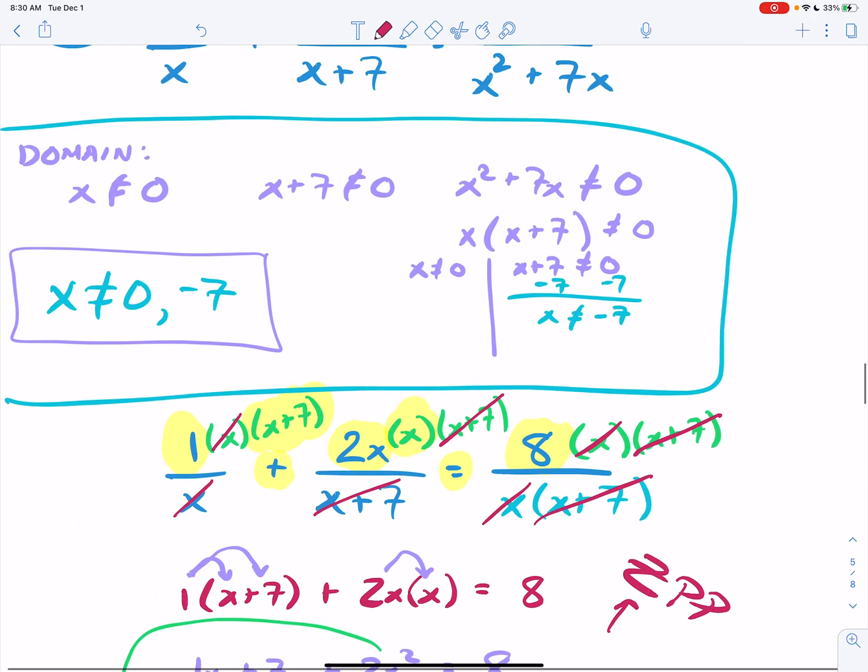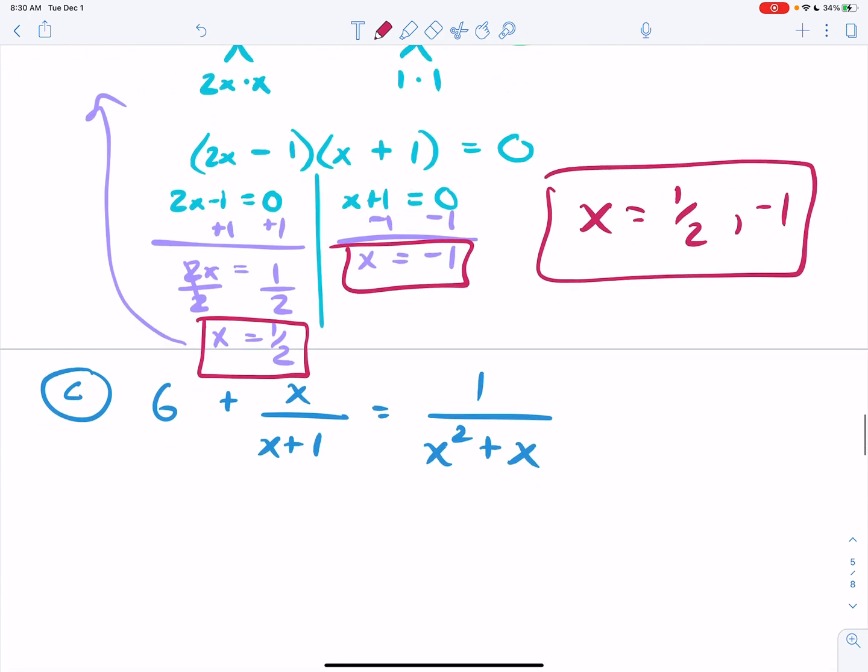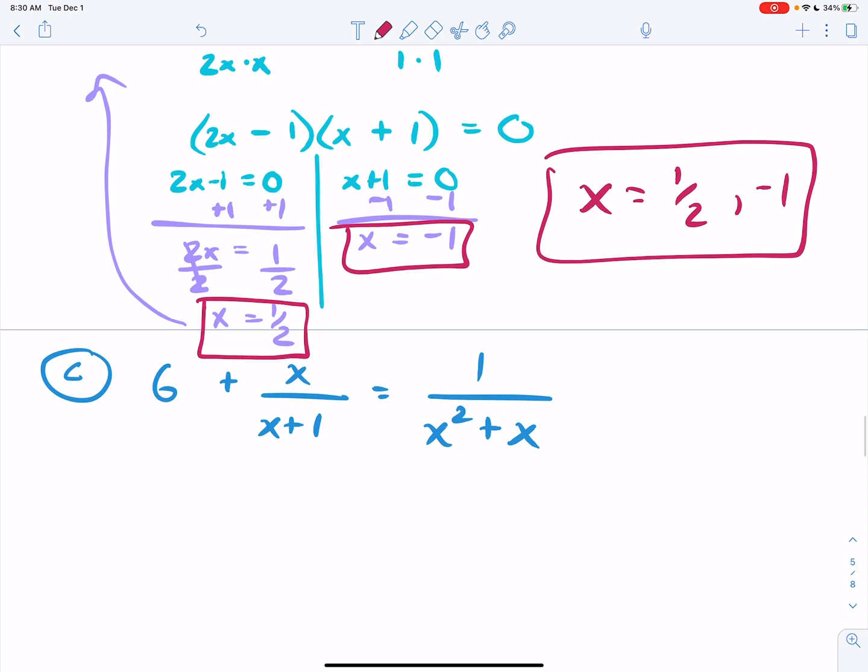And then that's it. So sometimes it conflicts and sometimes it doesn't. But the thing is, if you don't check your domain first, you might not be able to find your extraneous solutions. So always check domain first before you do any of the solving, okay?